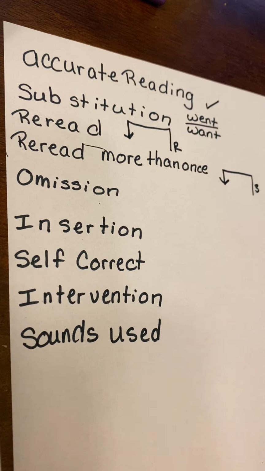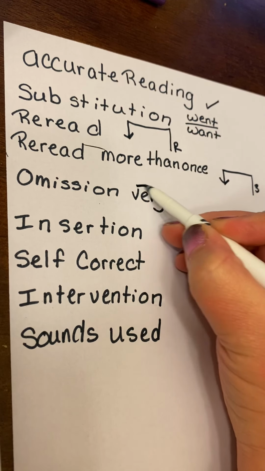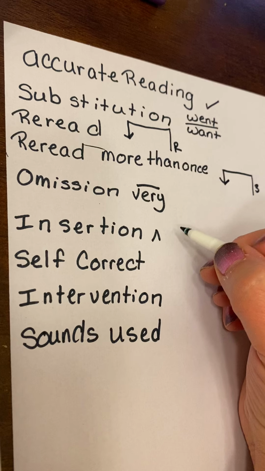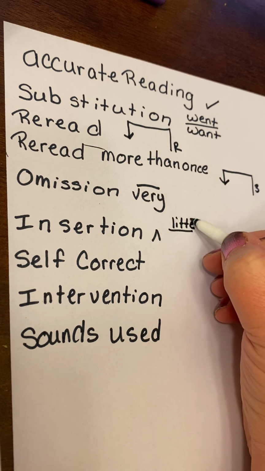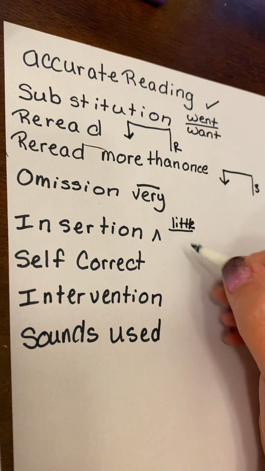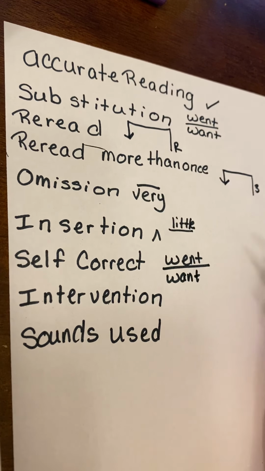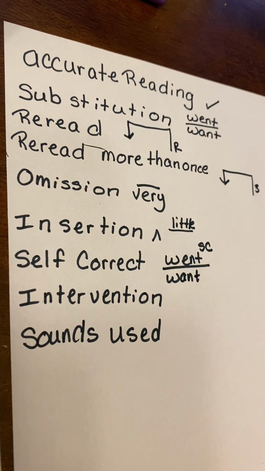If they're reading and they miss a word, sometimes they may skip a word. If the word very is in there and they missed it, you just draw a line over that. If they added a word, like the word little, you would write the caret and add the word little. If they were reading went and the word was want, you would put went over want. And if they realize, oh, that doesn't make sense, you would just put a self-correct. And that's just SC.